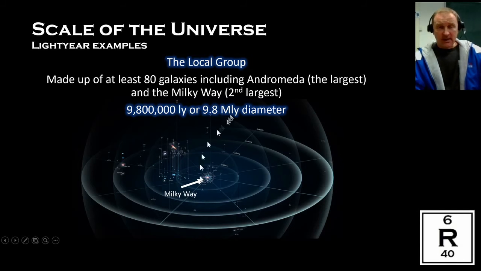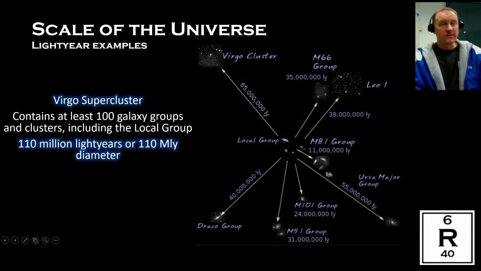The largest galaxy is Andromeda, which actually is also the closest neighboring galaxy to us. So Andromeda is the closest to us, and it's the largest in the local group. The Milky Way is the second largest in the local group, but we have at least 80 other galaxies in this group. The local group is 9.8 mega light years in diameter. So it's 9.8 mega light years to get from one end of the local group to the other end.